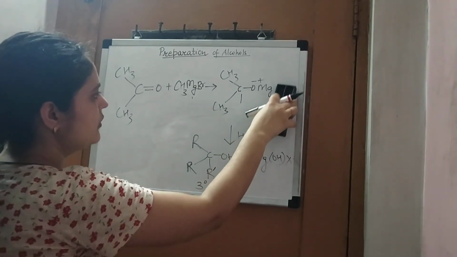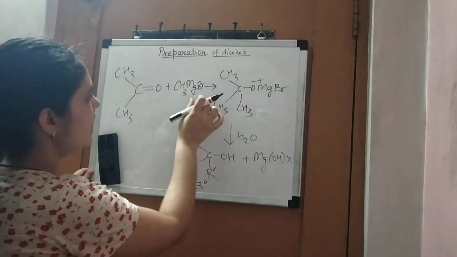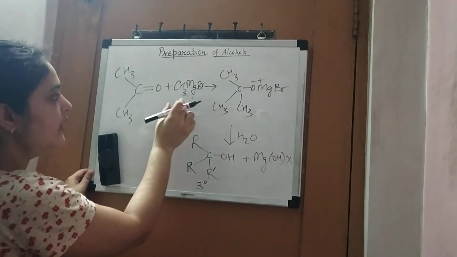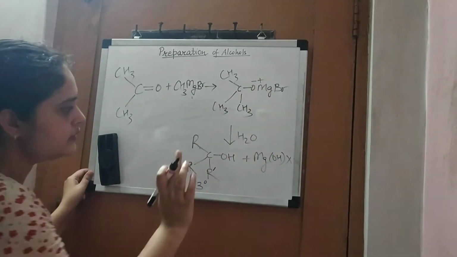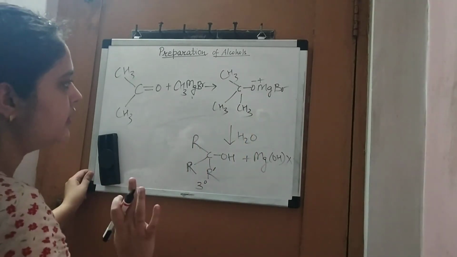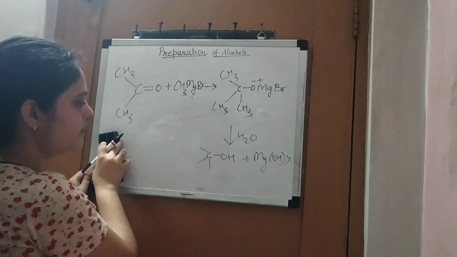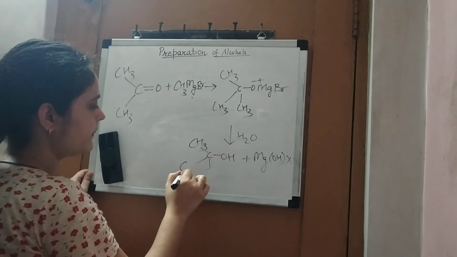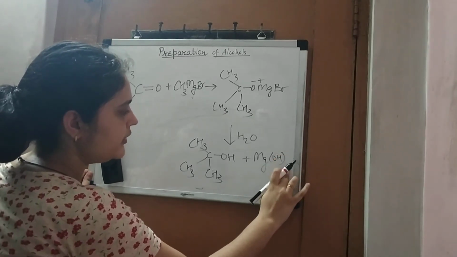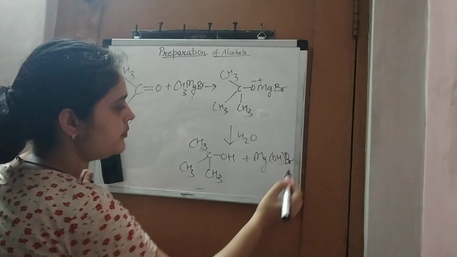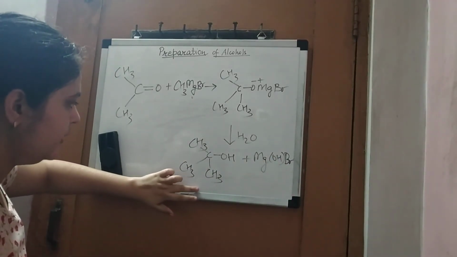First this will be formed. MgBr will get attached to the oxygen atom and CH3 will get attached to this carbon atom. So this adduct is formed first. Then when you add water to it, what will you get? You will get this alcohol, and here you will get Mg(OH)Br. So this alcohol you are getting.